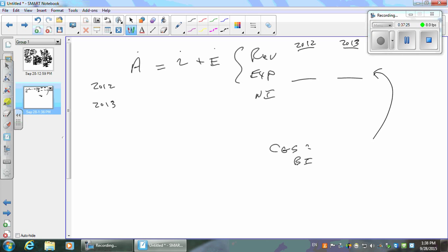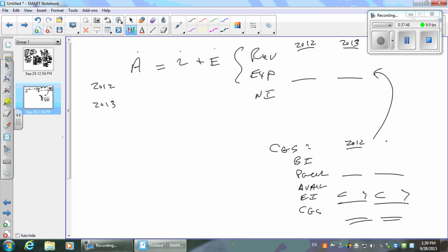And we compute that by doing beginning inventory plus purchases. Everybody agree with that? Gives me available. And then if I subtract the ending inventory, what do I have, everybody? Cost of goods sold. And we are going to do that for 2 years. So you don't have to write it out that way, but if you think about it this way, it'll really help. Feel free to write it this way, I don't care.